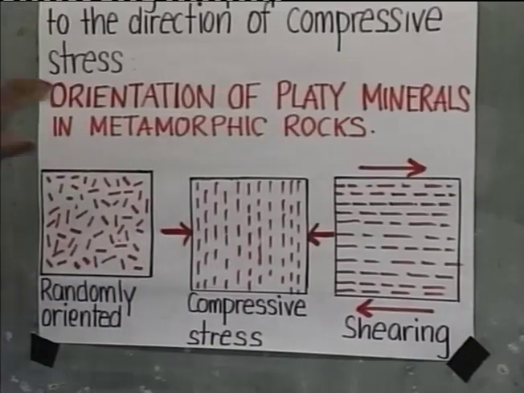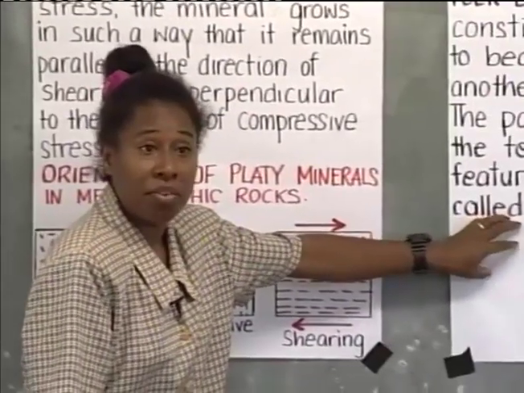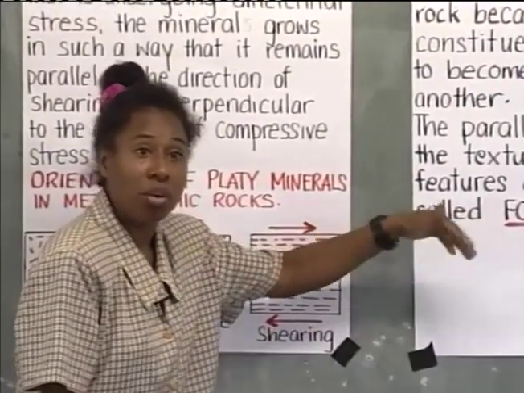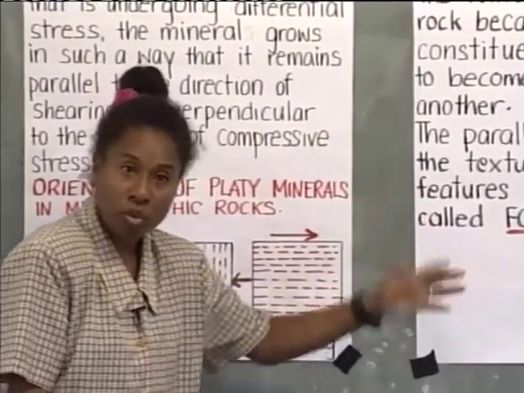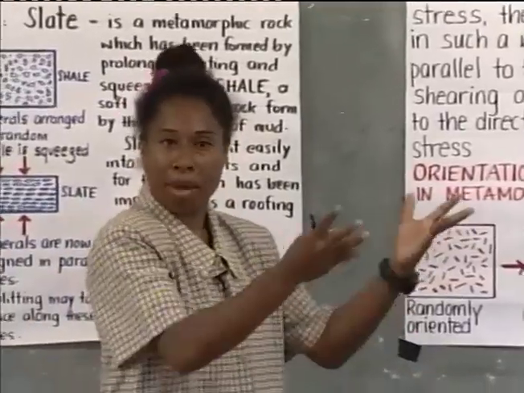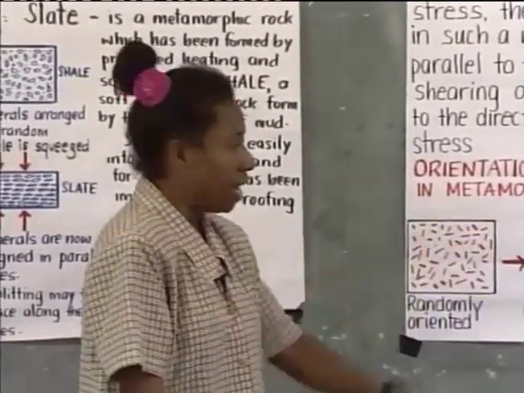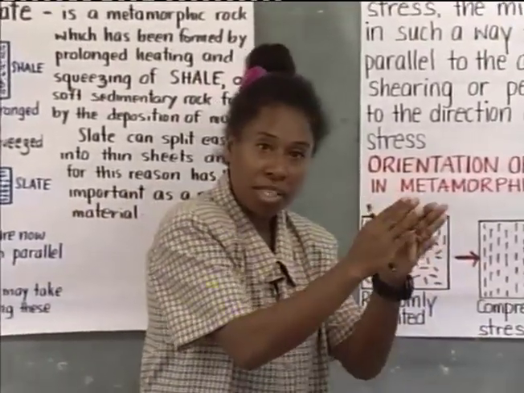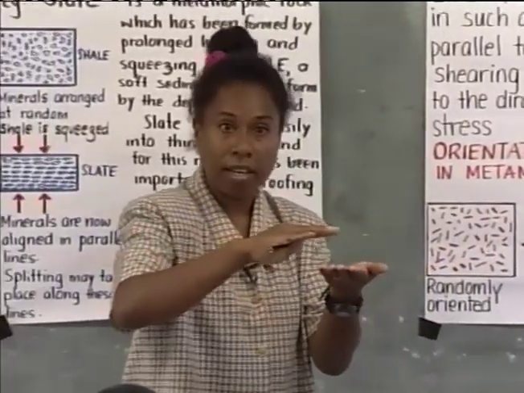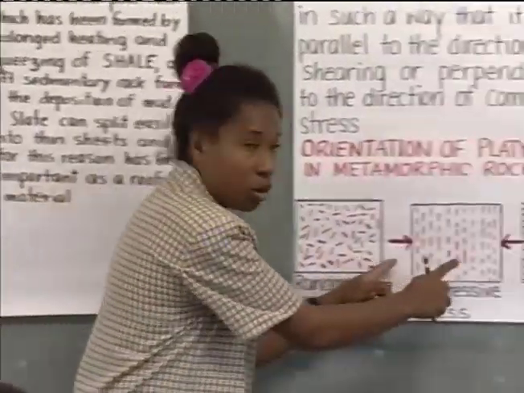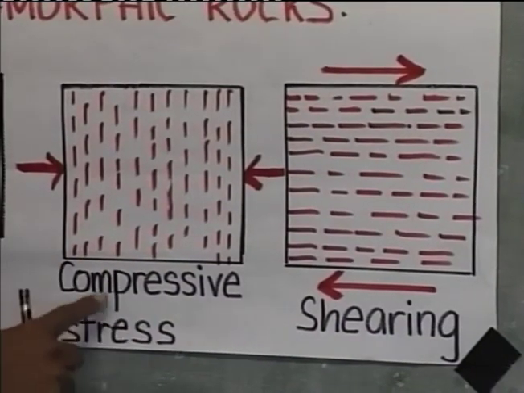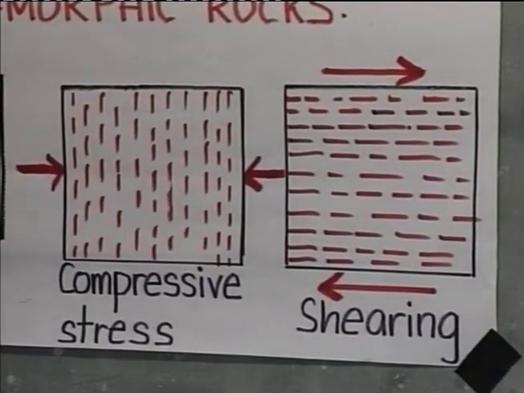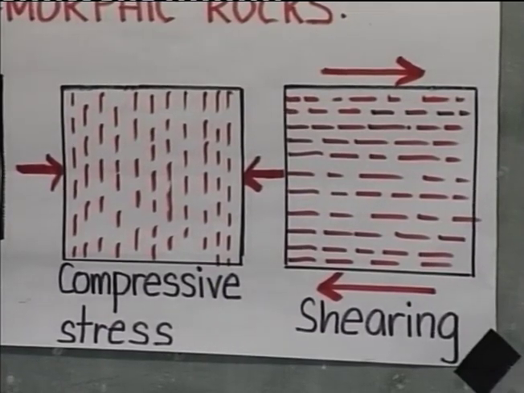So when we look at foliation in metamorphic rocks, we are basically looking at how the minerals are aligned. And the aligning of those minerals does not just happen because of heat, no. The way in which the minerals are laid in the different metamorphic rocks is according to the different forces that are applied. And the forces can be compressive or they could be shearing. Is that a little bit clearer?